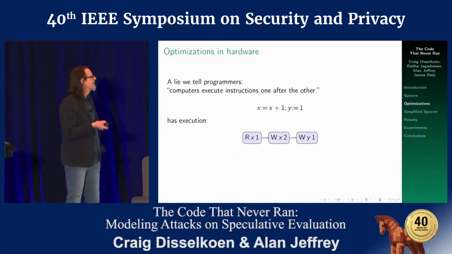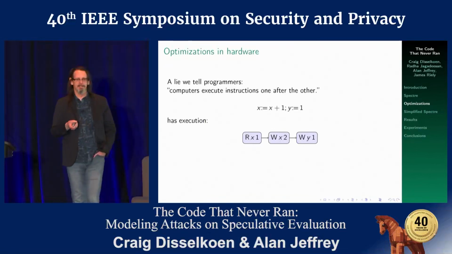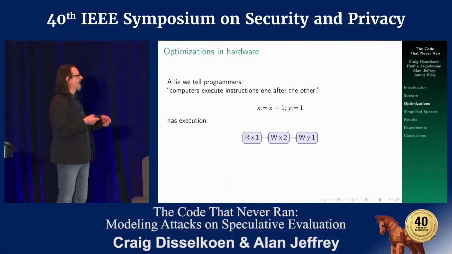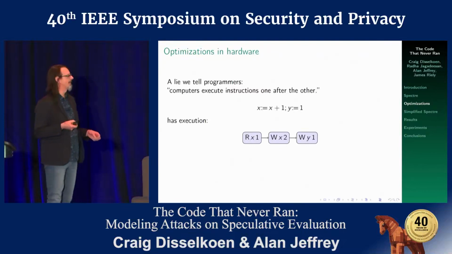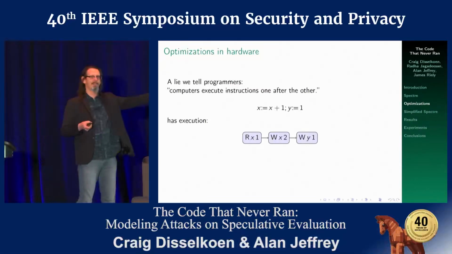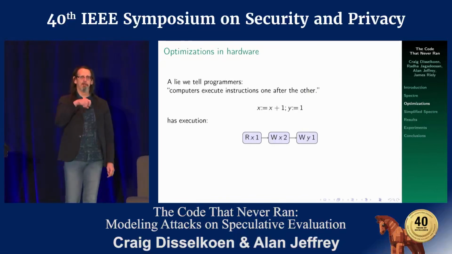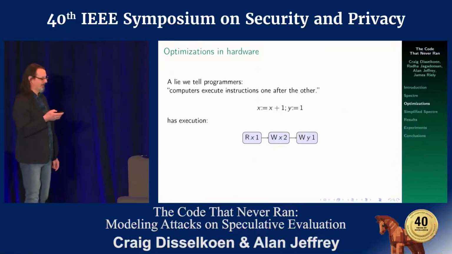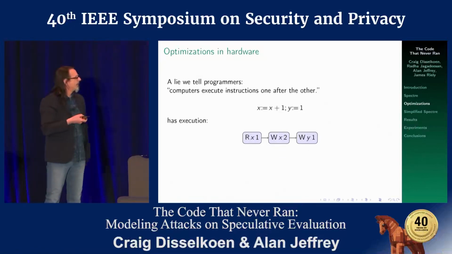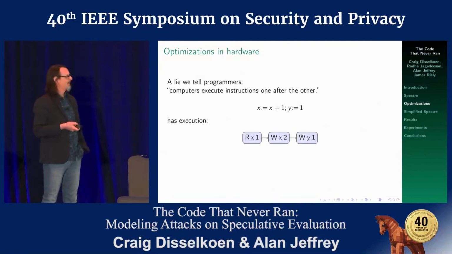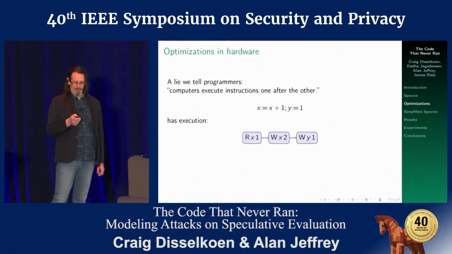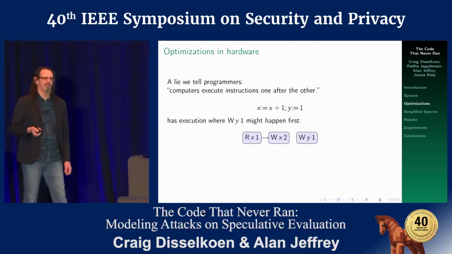Well, here's a simple optimization. A lie that we tell to kindergartners when they're learning to program is that computers execute instructions one after the other. So we give you a program like this that increments x and then sets y to be 1. And this is the execution that it has. That's the model that we give to people up until sometime at the end of their undergraduate education in computer science. You've got 3 actions here: you read x and you might get 1, then you write x to be 2, and then you write y to be 1. But that's not what's actually executed by hardware.